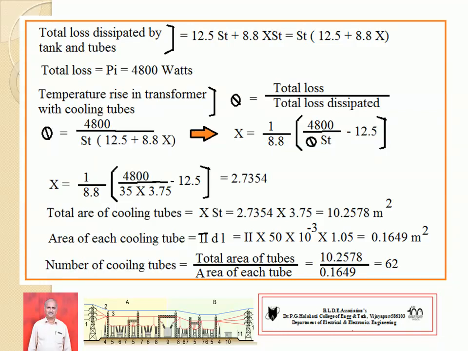Then D is available, L is available. Calculate the surface area of one cooling tube. The only danger factor is diameter. Diameter is always in mm; 50 mm is given. Take it into meters, 50 into 10 to the power of minus 3. Height, or length of the tube, is 1.05. So we are going to get 0.1649 meter square. Then it is possible to determine the number of cooling tubes. Total area of tubes divided by area of each tube, we are going to get 62.